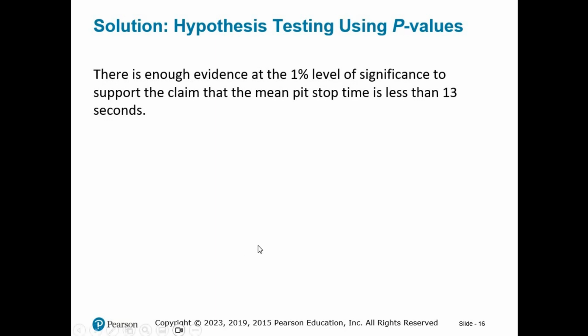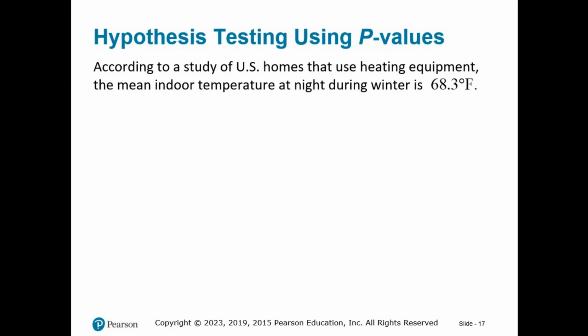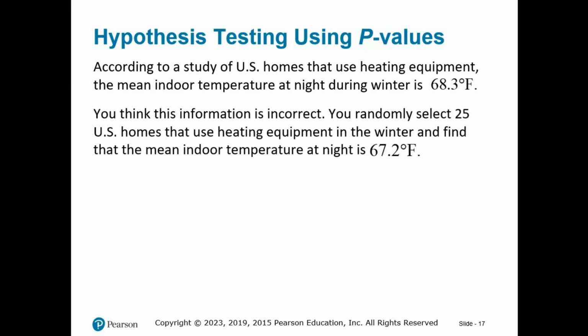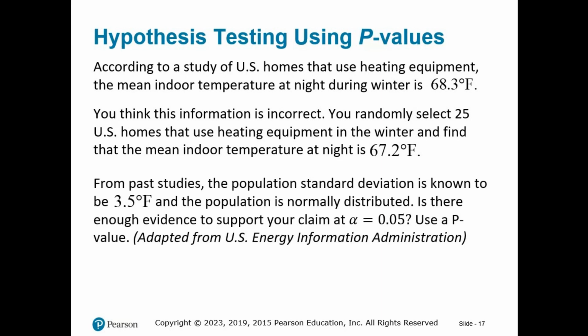Alright, let's try another example. According to a study of U.S. homes that use heating equipment, the mean indoor temperature at night during winter is 68.3 degrees Fahrenheit. You think this information is incorrect. You randomly select 25 homes that use heating equipment in the winter, and your information tells you that the mean indoor temperature is 67.2 degrees Fahrenheit. Apparently, from past studies, you gather that there is a population standard deviation of 3.5 degrees, and the population is normally distributed. Is there enough evidence to support your claim at alpha equals 0.05? Use a p-value.